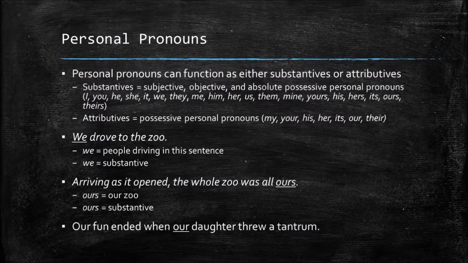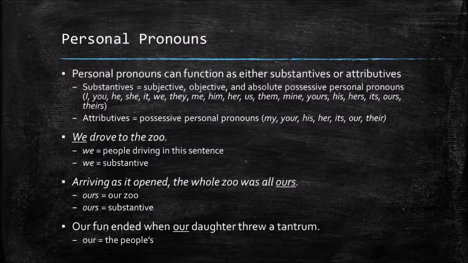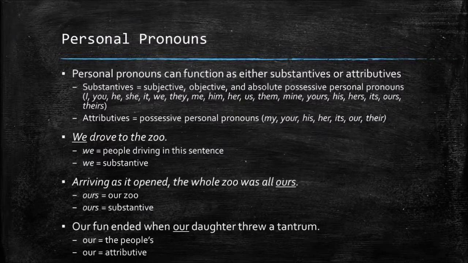Our fun ended when our daughter threw a tantrum. Sadly, I know that from personal experience. Our is referring to the peoples. That's the antecedent of our, the peoples. The peoples, though, is a possessive. It's modifying daughter. So since the antecedent is an attributive, then the pronoun is also an attributive. Our daughter is modifying daughter. It's an attributive.